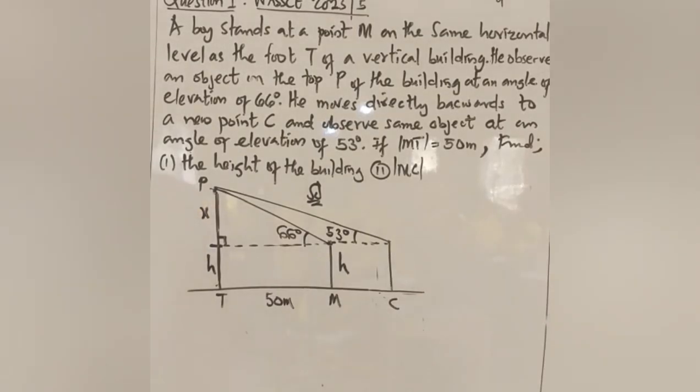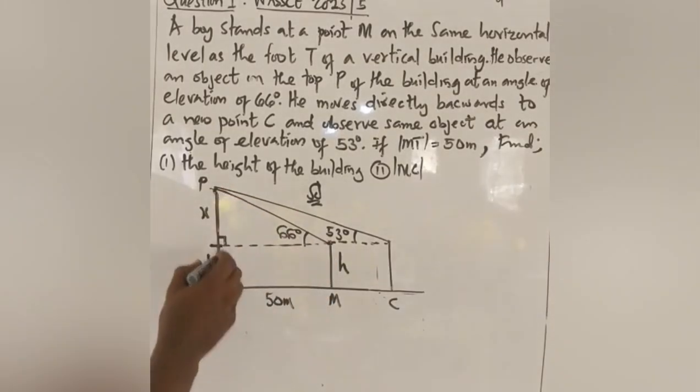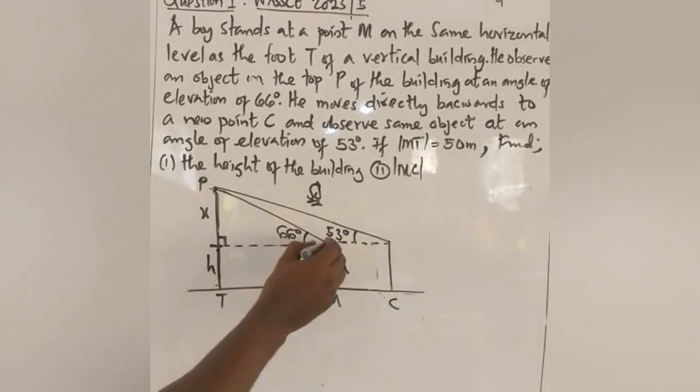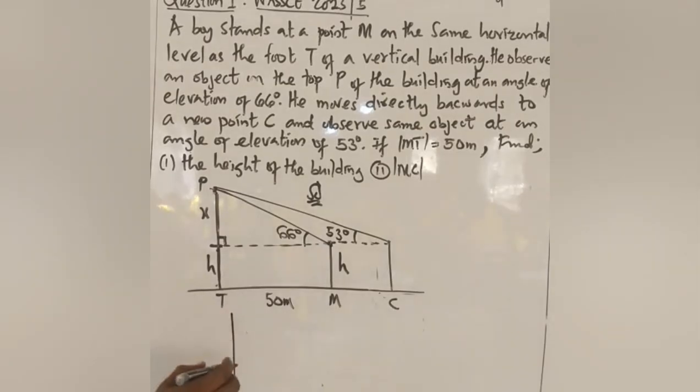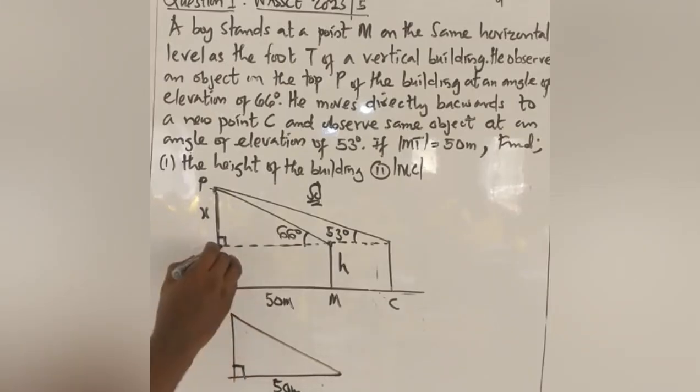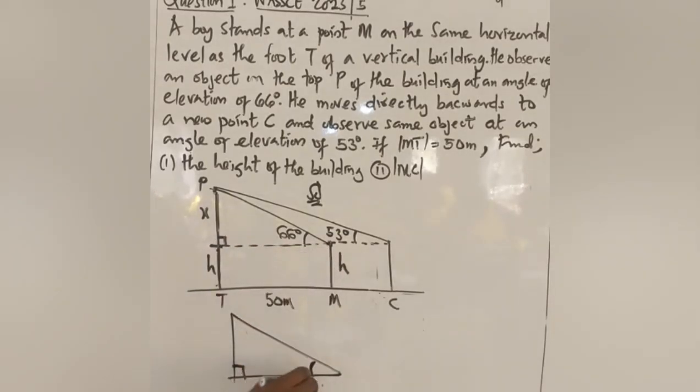But the most important thing is the right angle triangles. Now let's bring out this right angle triangle. This first one. From P to this point to this point. So we have this. This is 50 meters. From here to here is 50. This angle here is what? 66. This is x. You can actually get the value of x.